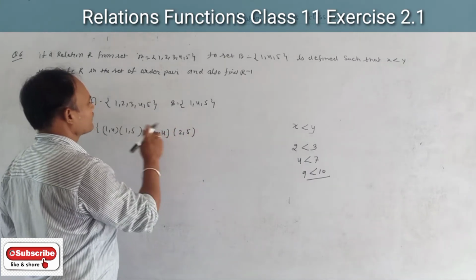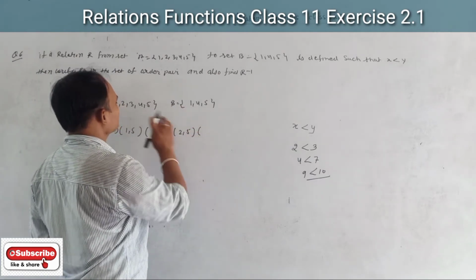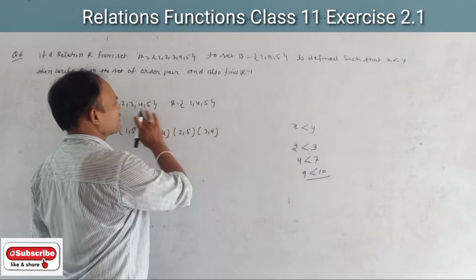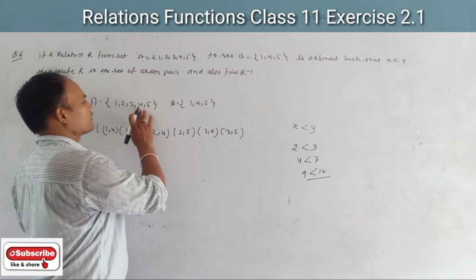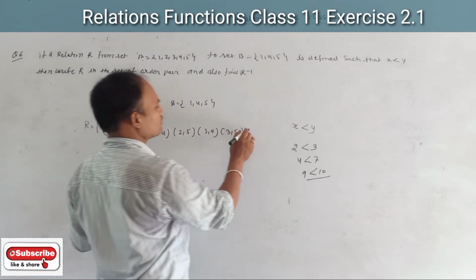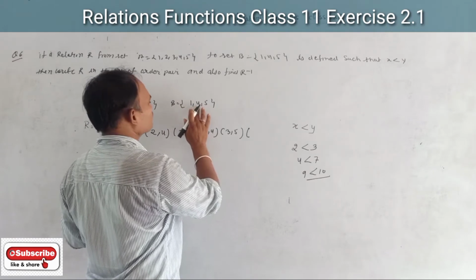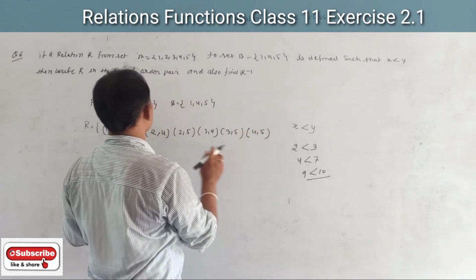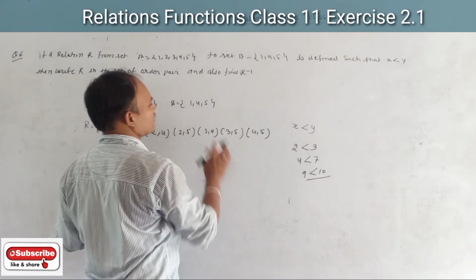Is 3 less than 1? Not possible. 3 is less than 4, it is possible. 3 is less than 5, it is possible. Now take 4. 4 is less than 1, not possible. 4 is less than 4, not possible. 4 is less than 5, it is possible. Now take 5. 5 less than 1, not possible. 5 less than 4, not possible. 5 less than 5, not possible.